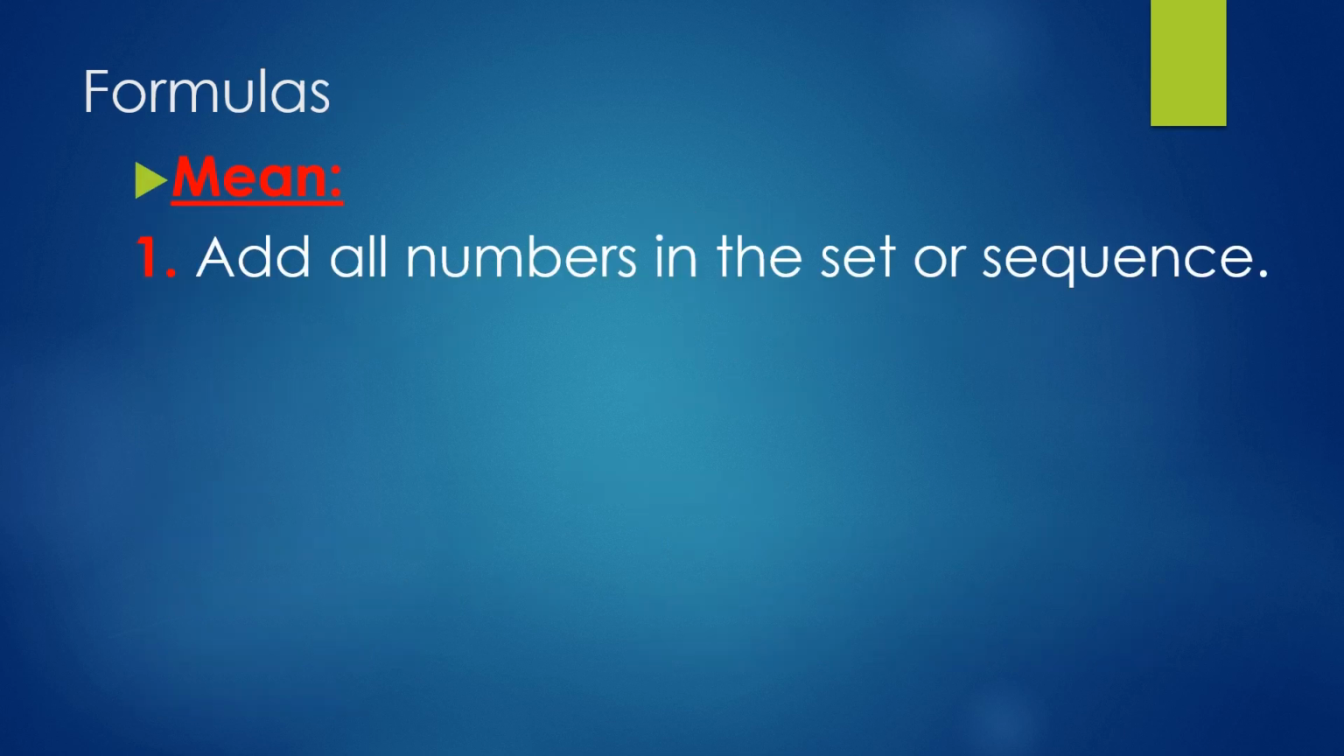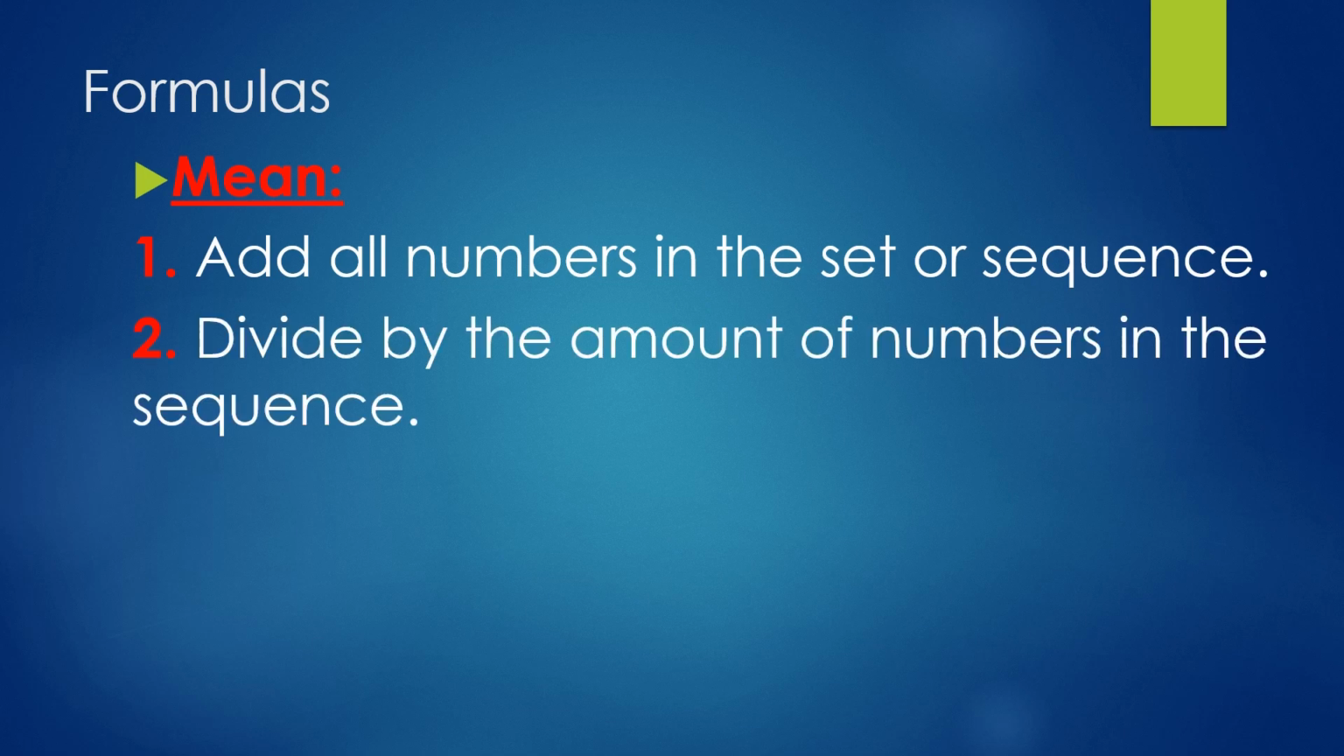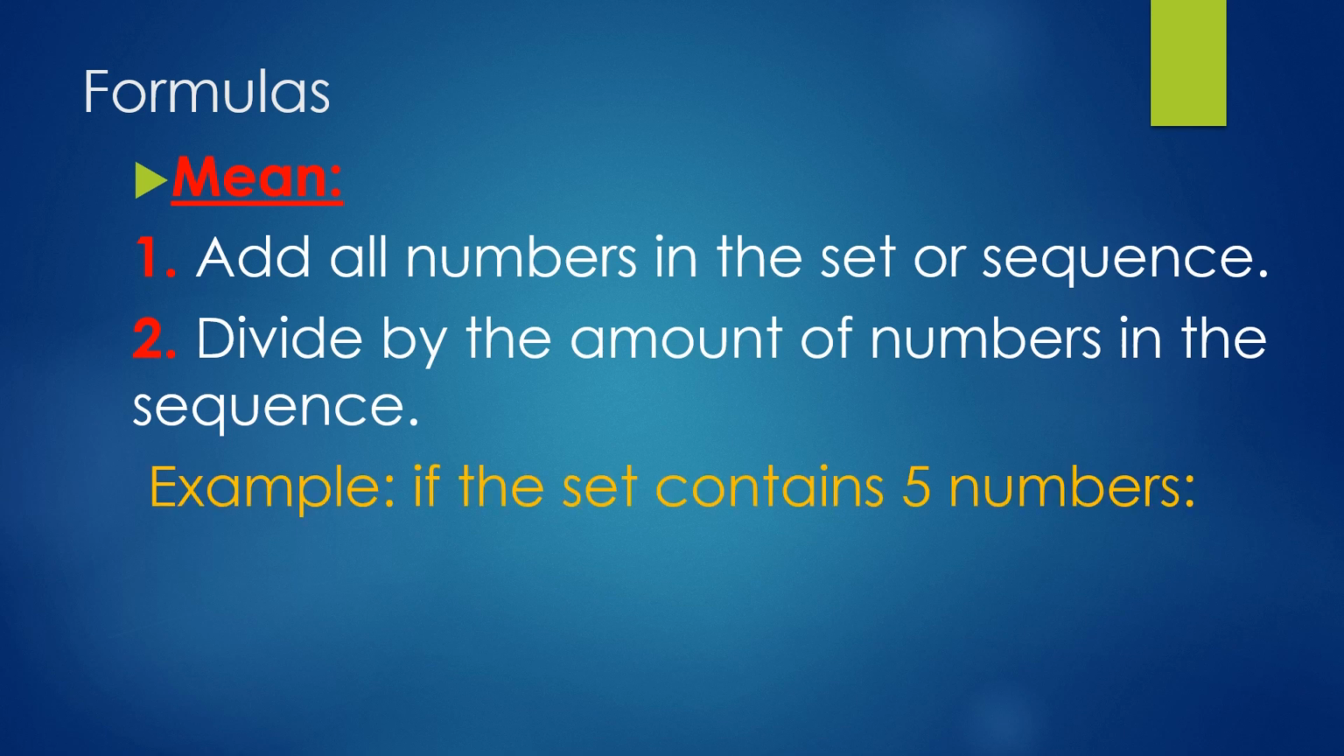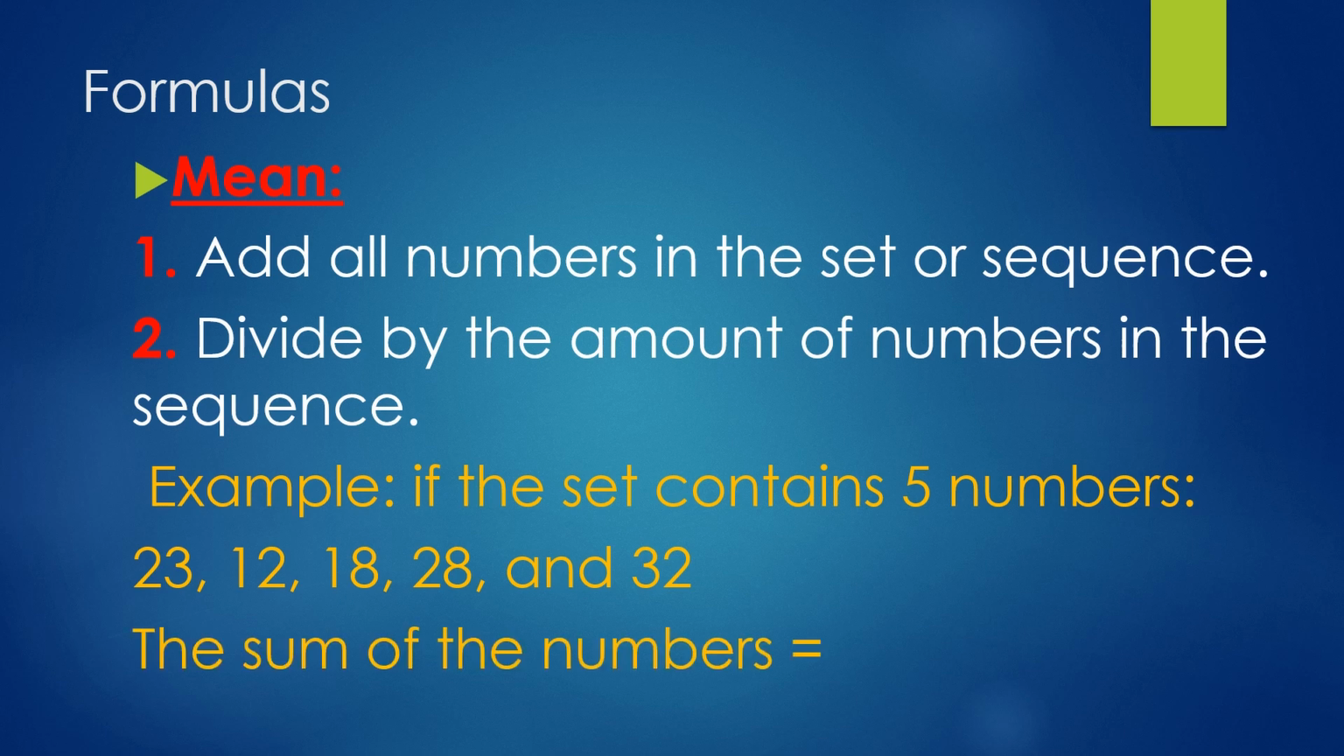The formula for mean. First, you're going to add all the numbers in the set or sequence together. Then, you'll divide by the amount of numbers in the sequence. So, for example, if the set contains 5 numbers, 23, 12, 18, 28, and 32, we're going to add all those numbers up. The sum of the numbers is 113. Then we're going to divide by the amount of numbers in the sequence, which is 5. That gives us the answer of 22.6. So in this example, the mean of this set is 22.6.